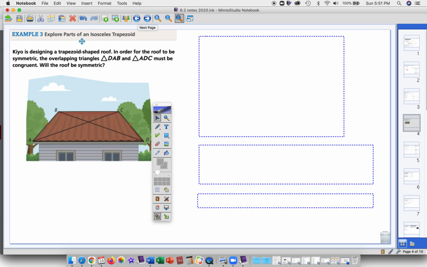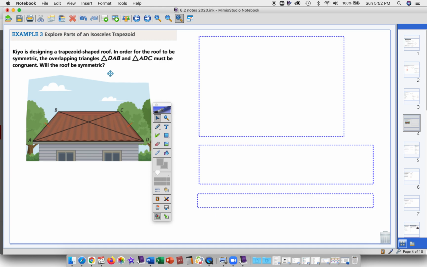Example 3, explore parts of an isosceles trapezoid. We have a trapezoid-shaped roof, and in order for the roof to be symmetric, the overlapping triangles DAB and ADC must be congruent. We're asked, will the roof be symmetric?